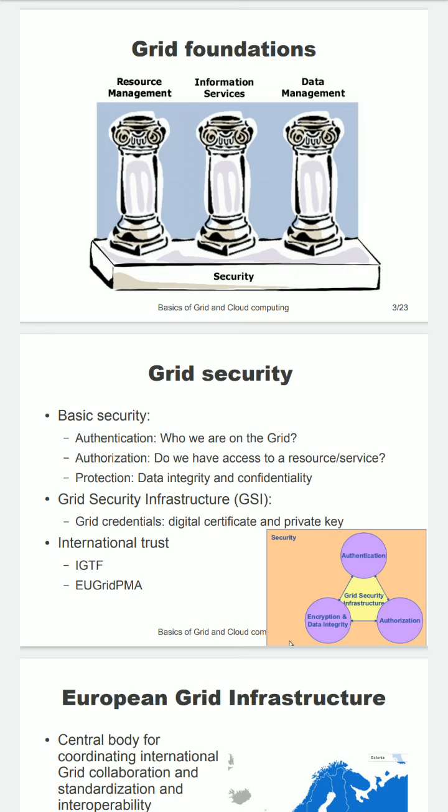The third one is protection. Data integrity and confidentiality are very important for grid security purposes. So the grid security infrastructure considers the grid credential like a digital certificate and private key. The international trust is IGTF, which uses grid PMA.